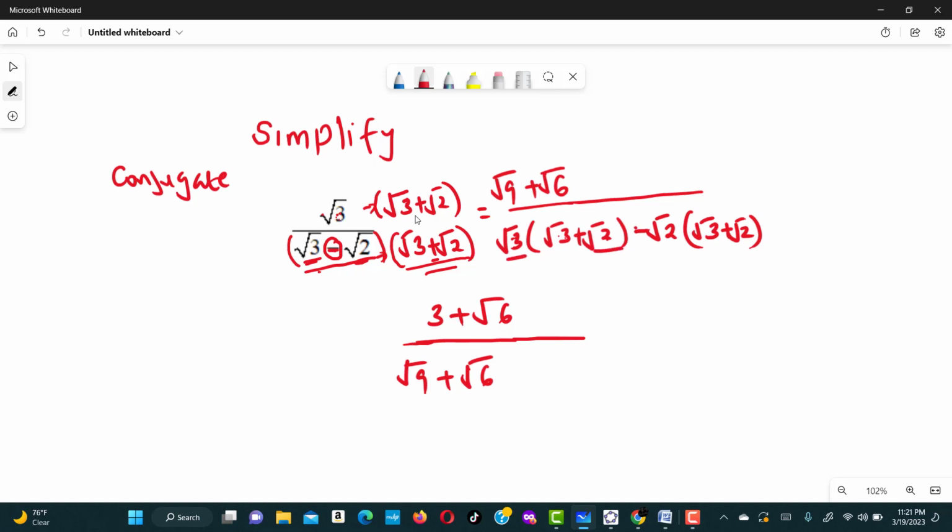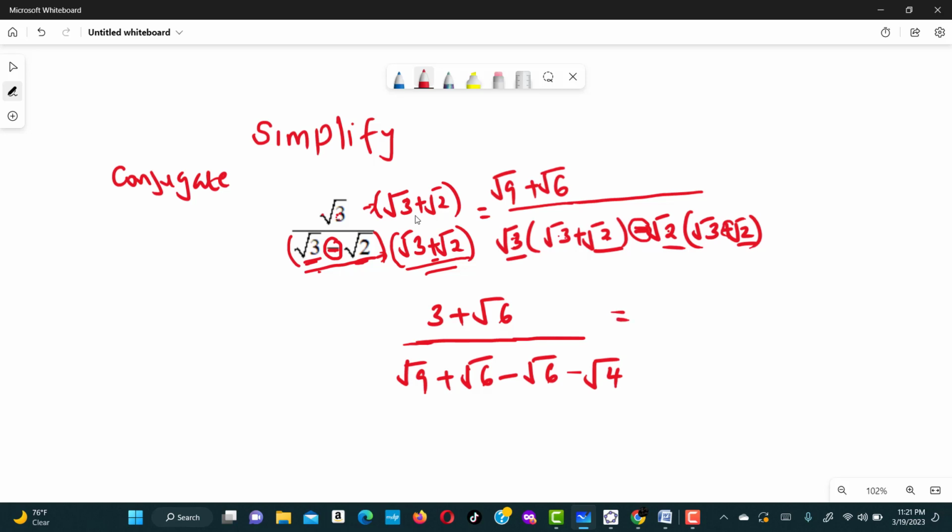Then here we have minus square root of 2 times the square root of 3, which will also be the same as the square root of 6. Also, there is a minus here. If we multiply with this positive, it will be minus, and the square root of 2 times the square root of 2 will be the square root of 4.